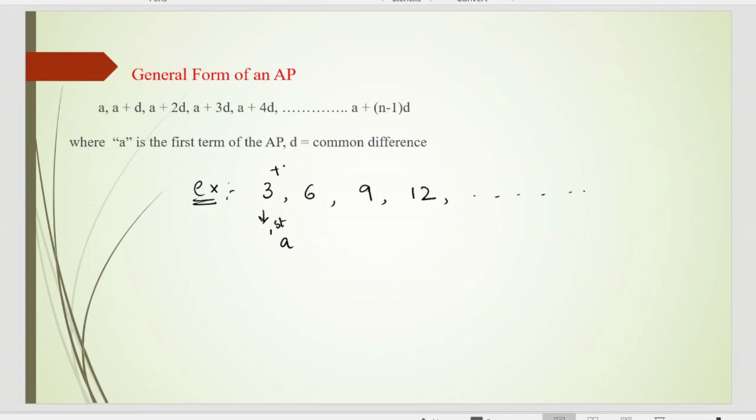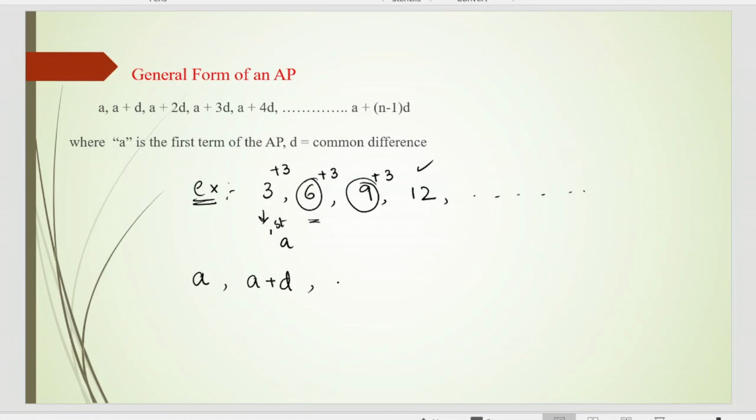You are adding plus 3 to the first term, you are getting 6, right? And you are adding plus 3 to the second term, you are getting 9. And you are adding plus 3 to the third term, you are getting 12, right? The first term is A. So how are you getting the second term? You are adding common difference to the first term, you are getting the second term, right?